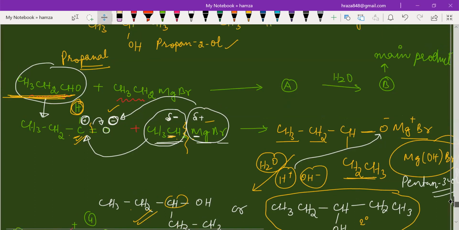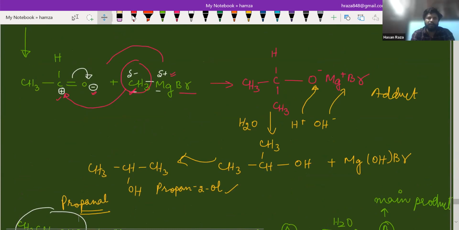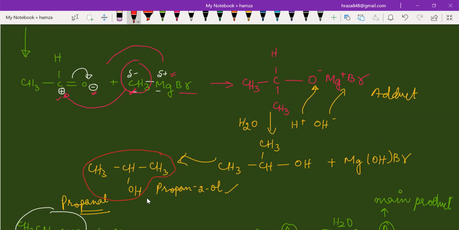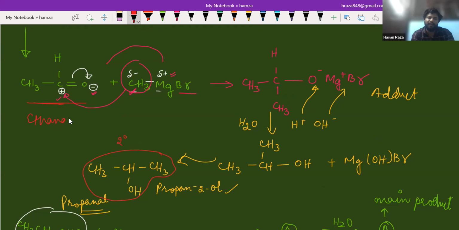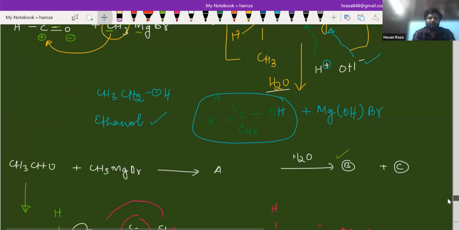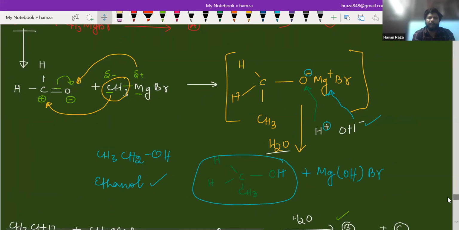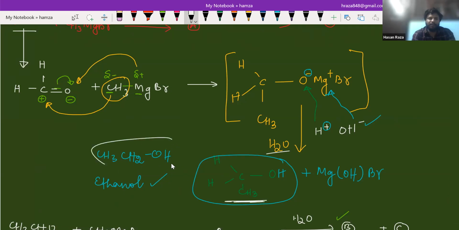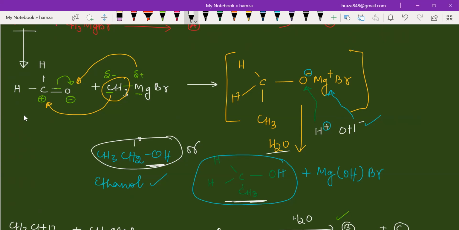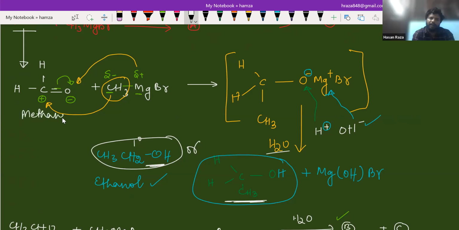Yes, sir. Now, tell me the degree of alcohol here. Fawaz, secondary. And this is ethanal. That means aldehyde. Now, again, tell me the degree of alcohol here. And we can write it like this. This and this are same. Fawaz, what is the degree of alcohol here? 1 degree. And what is this? It is methanal. It is also an aldehyde.